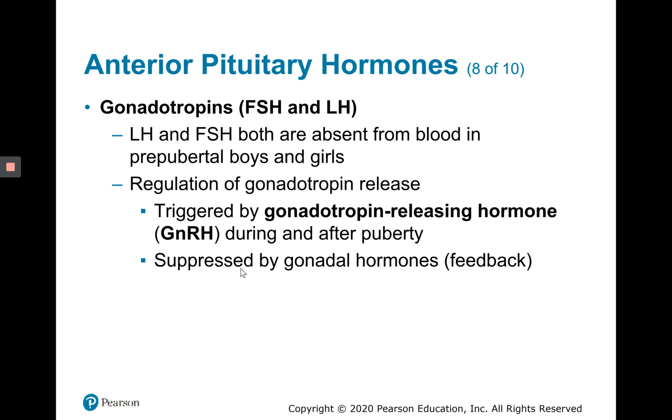The gonadotropins LH and FSH are both absent from the blood in boys and girls before puberty. Upon puberty, the regulation of the gonadotropins begins. Their release is triggered first by gonadotropin releasing hormone from the hypothalamus, but that release only occurs during and after puberty. Before that, it's suppressed, and then there's a negative feedback system that will suppress follicle-stimulating hormone and luteinizing hormone release once there's enough of it in the blood and it's acting on reproductive organs and other secondary organs.